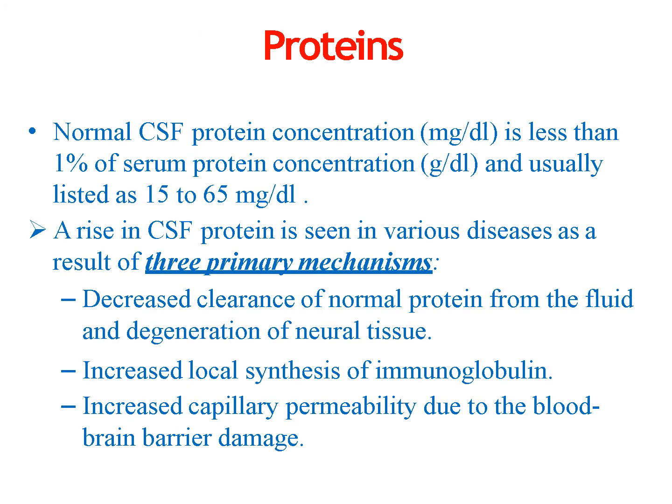With regard to protein, normal CSF protein concentration is less than 1% of serum protein concentration and usually listed as 15 to 65 mg per deciliter. A rise in CSF protein is seen in various diseases as a result of 3 primary mechanisms: decreased clearance of normal protein from the fluid and the degeneration of neural tissue, increased local synthesis of immunoglobulin, and increased capillary permeability due to blood-brain barrier damage.